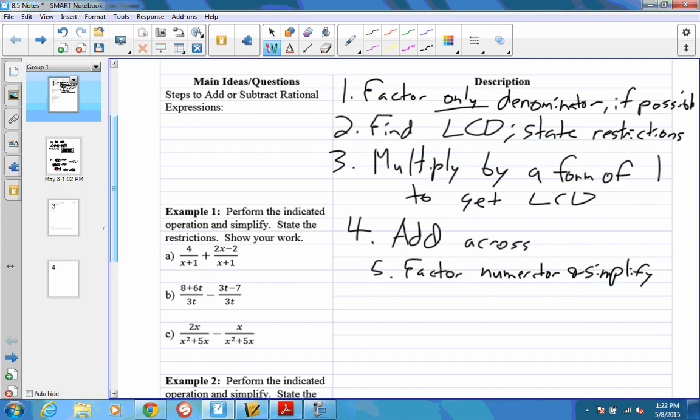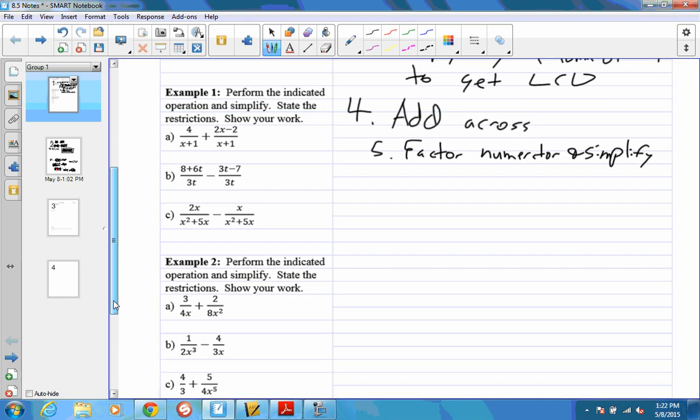Alright, let's see it in action. I'll never give myself enough room. Let me know when I can erase 4 and 5. Wait.